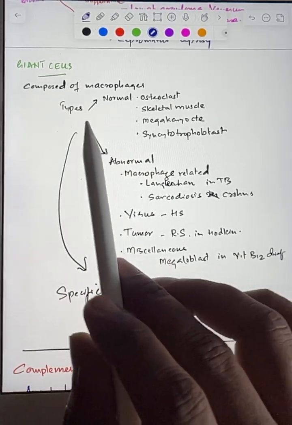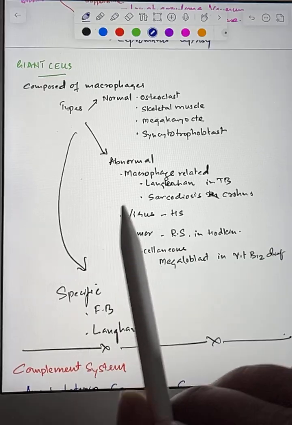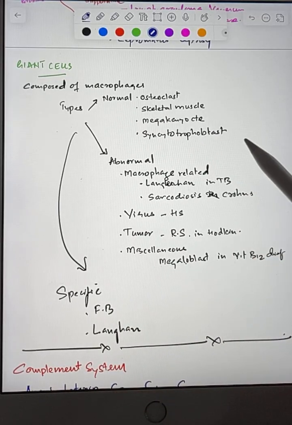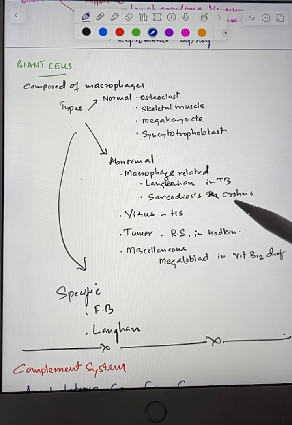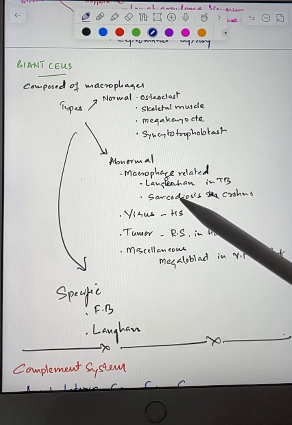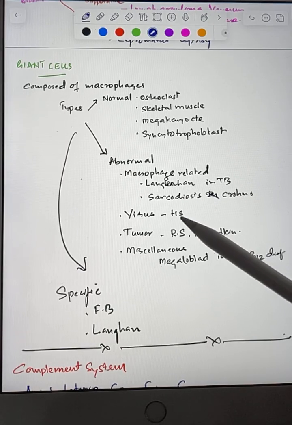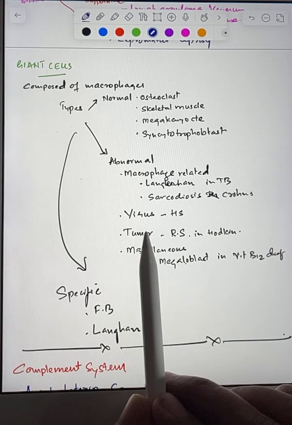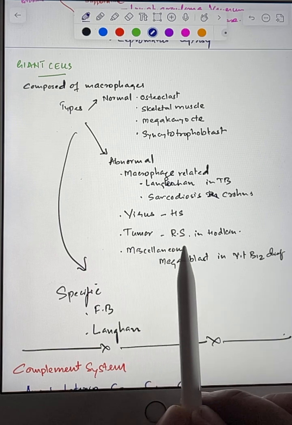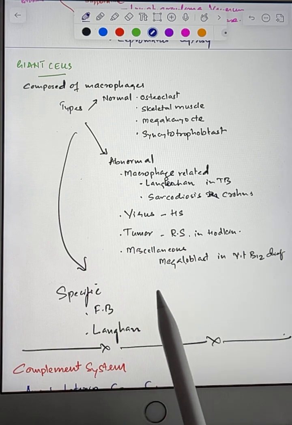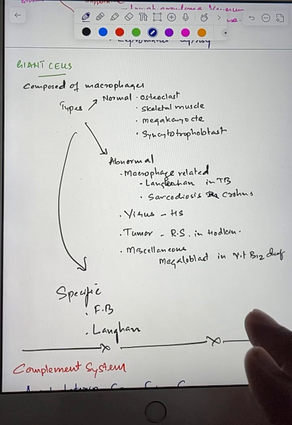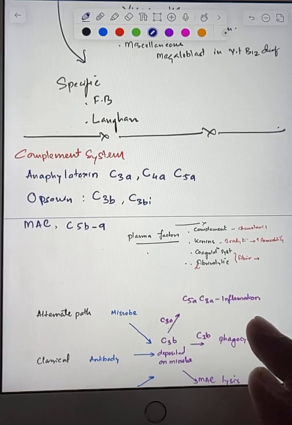What are giant cells? They are composed of macrophages. Types are normal, abnormal, and specific. Normal are osteoclasts, skeletal muscle giant cells, megakaryocytes, and syncytiotrophoblasts. Abnormal ones include Langhans giant cells, seen in tuberculosis, sarcoidosis, Crohn's disease, viruses such as herpes simplex virus, and tumors, like Reed-Sternberg cells in Hodgkin's lymphoma. Then megaloblasts in vitamin B12 deficiency. Specific: foreign body giant cells. Complement system.